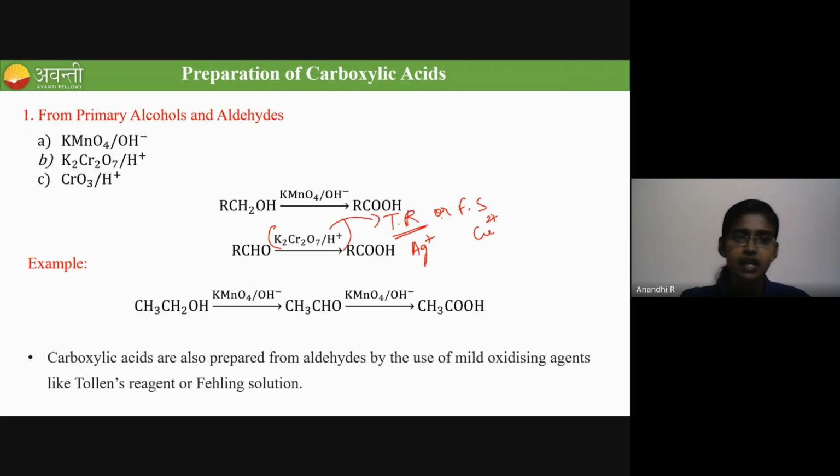Then the second preparation, from alkyl benzene, I'll discuss in the next class. Do you have any doubt here in the first preparation of carboxylic acids from alcohols and aldehydes? If you have any doubt, just let me know, or else I'll close the class. You can continue this in the next class.